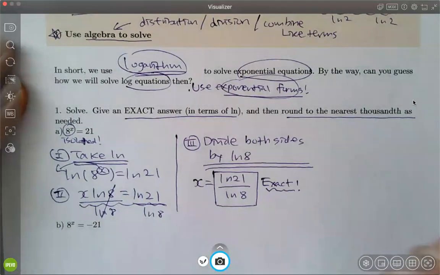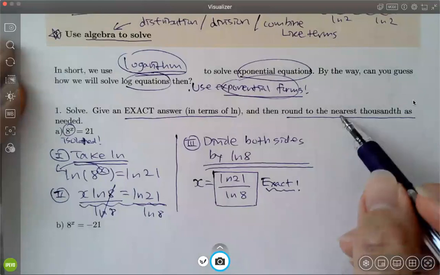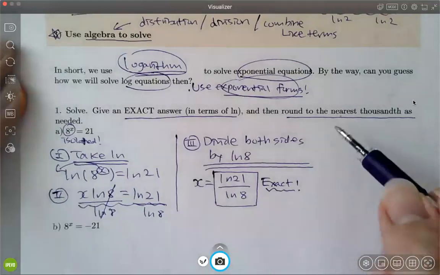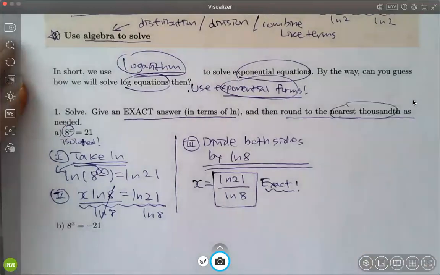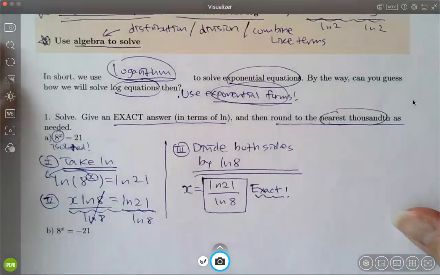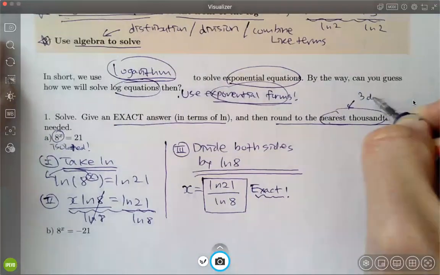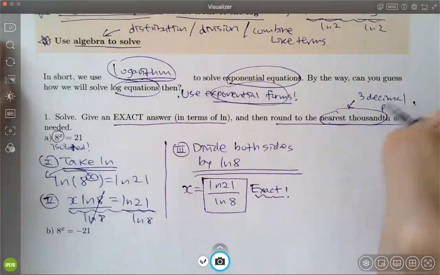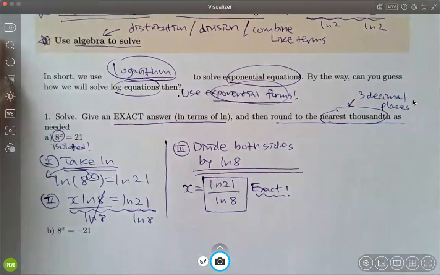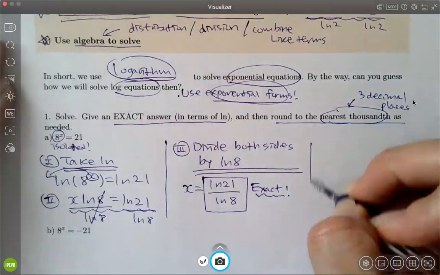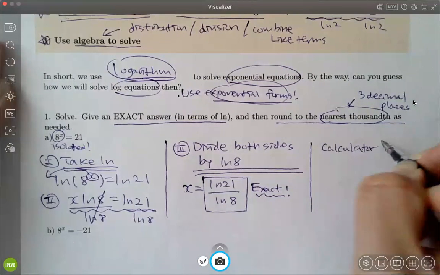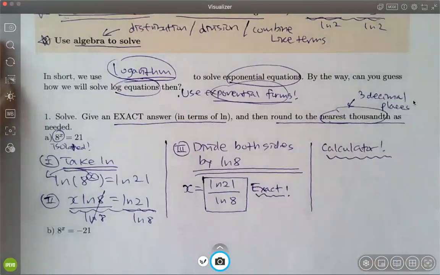And now, how do you approximate this to the nearest thousandth? First of all, nearest thousandth, what does that mean? It means 3 decimal places, right? So we need to write our decimal up to 3 decimal places. So how do you get the approximation? Well, use your friend, the calculator. That's the only way to get the approximation, right?